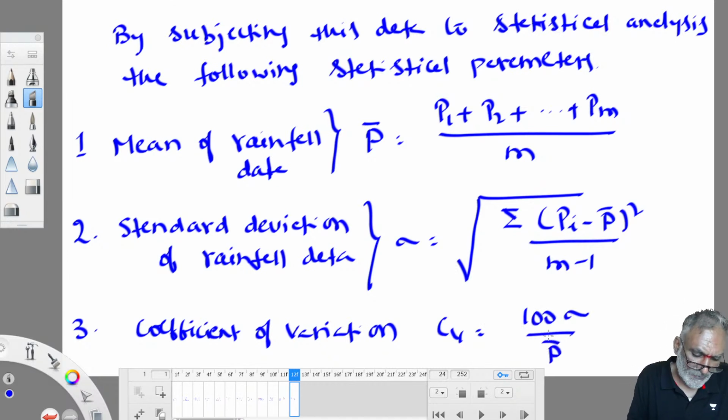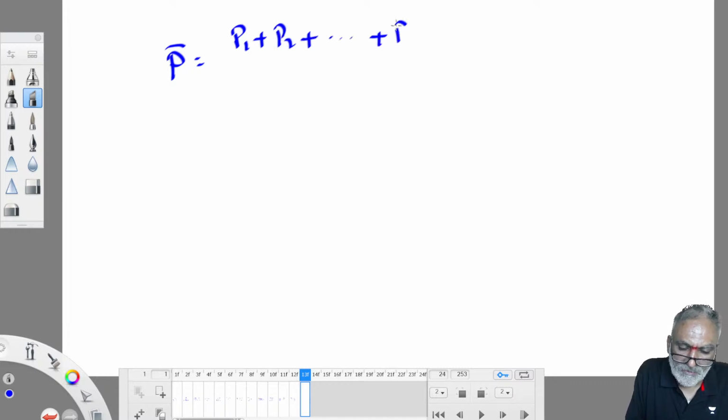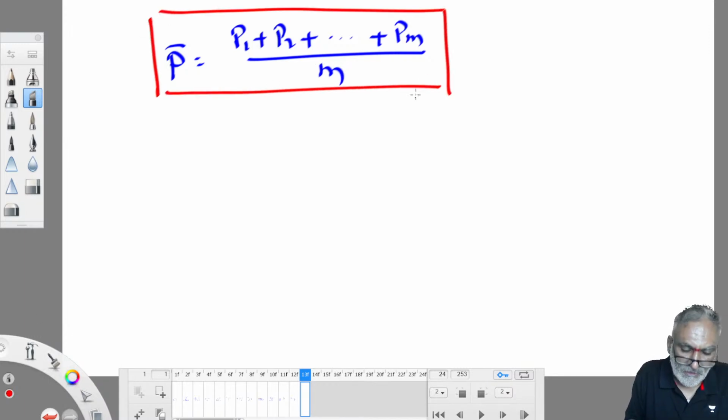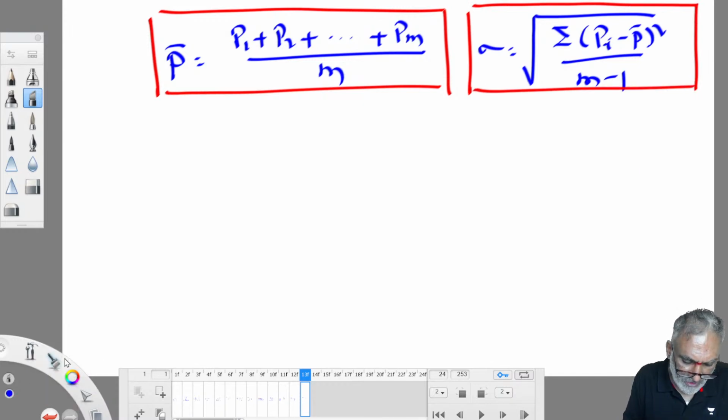So once you work out these three parameters, then you are in a position to work out the optimum number of rain gauges. So first what you need to work out? P bar, that is P1 plus P2 plus ... PM by M. I am giving the equations. These equations only you have to remember. Then standard deviation is equal to the root of sigma Pi minus P bar whole square. That means P1 minus P bar whole square plus P2 minus P bar whole square plus P3 minus P bar whole square, like that. M number of rainfall values you need to work out, divided by M minus 1. This is the standard deviation. Once you get these two, then you can find CV. CV is equal to 100 sigma by P bar.